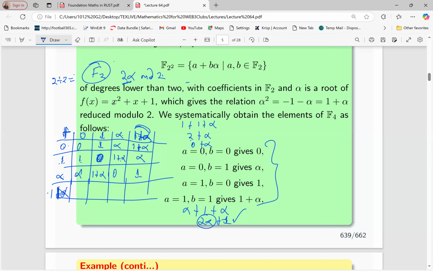Now let's add this element with that. That gives you 1 plus alpha. And then this element plus that gives you alpha. And then this element plus that gives you 1. Then this element plus that gives you 0.